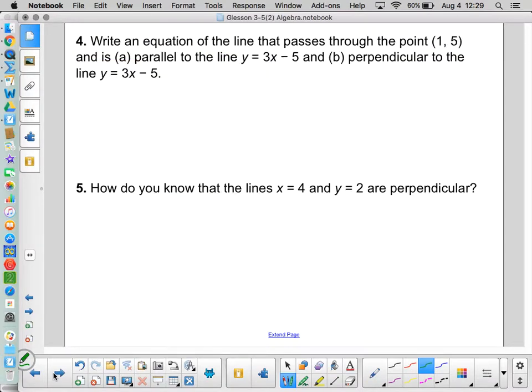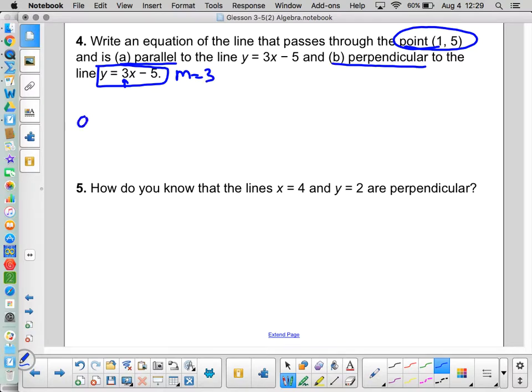Let's try another one. This time parallel and perpendicular. So we actually have 2 questions, A, parallel, and B, perpendicular. In both cases, we have the same point. And in this case, we're given the equation in slope-intercept form, so I pretty quickly find that the slope, since we can just read it right off the equation, is 3 for that line.